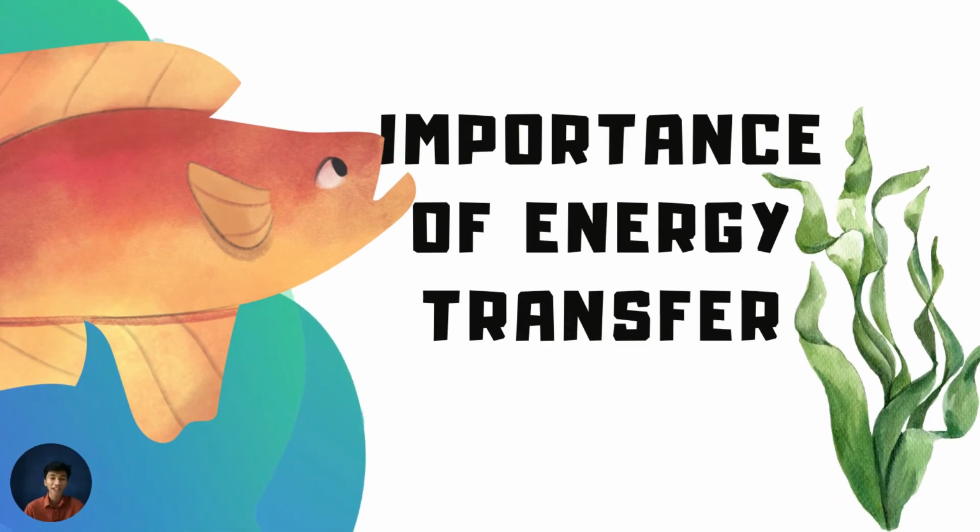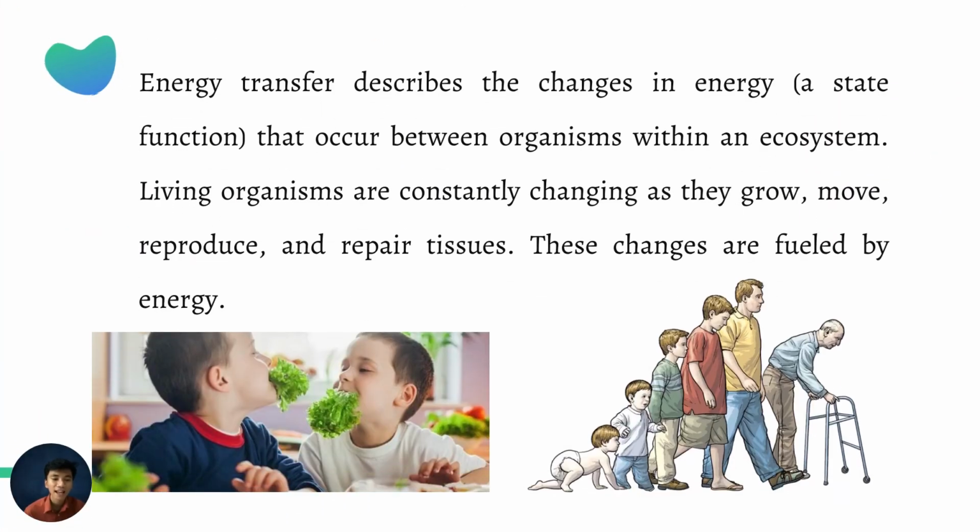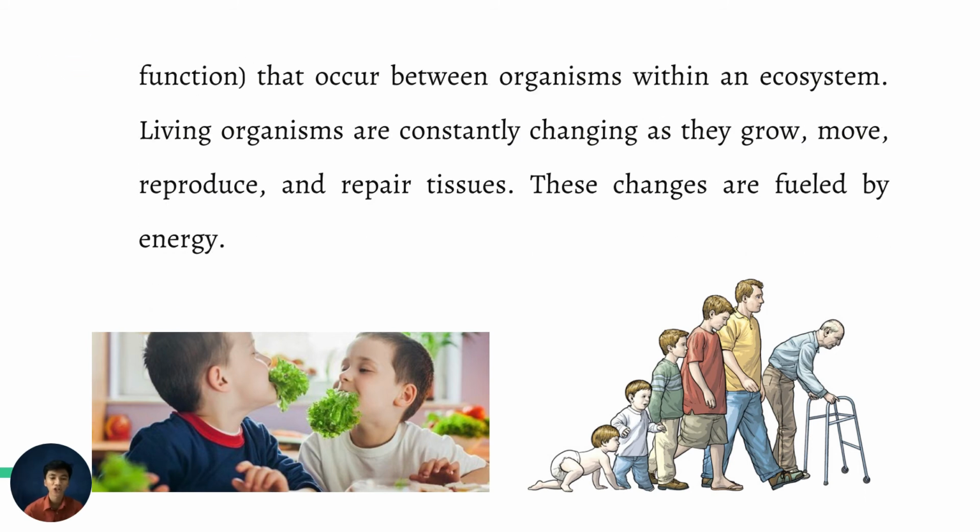So what is the importance of energy transfer in our ecosystem? Energy transfer describes the changes in energy that occur between organisms within an ecosystem. Living organisms are constantly changing as they grow, move, reproduce, and repair tissues. These changes are fueled by energy. So we can say that energy transfer is important for our growth and development, movement, reproduction, and cell regeneration.